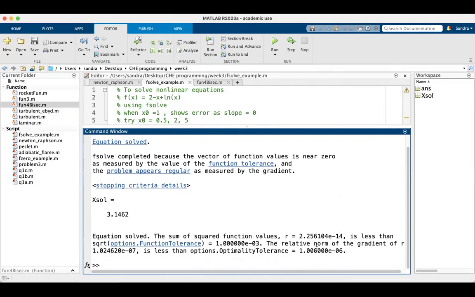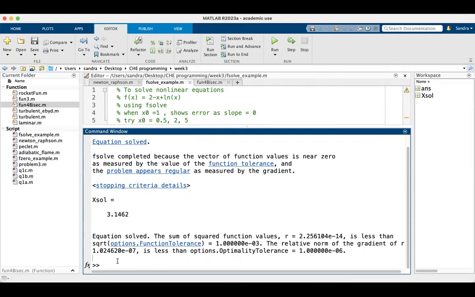And if you look here, you can see the stopping criteria details. If you click here, you'll see the sum of squared function values should be less than this value, the function tolerance should be e raised to minus 3, and the optimality tolerance. These are some technical terms; you can check them if you're interested. The final answer that you get is xsolve equal to 3.1462.